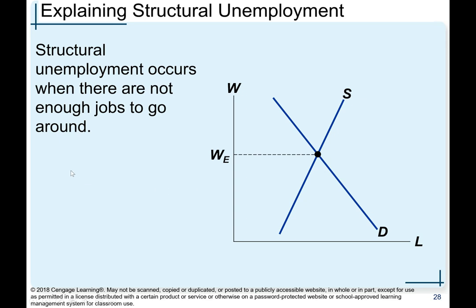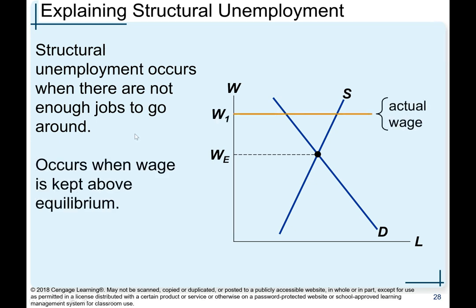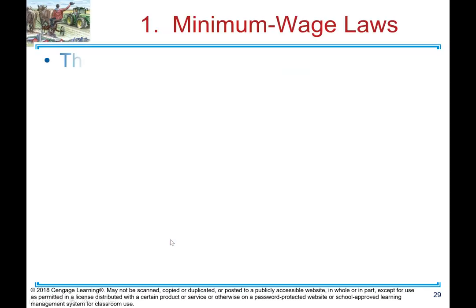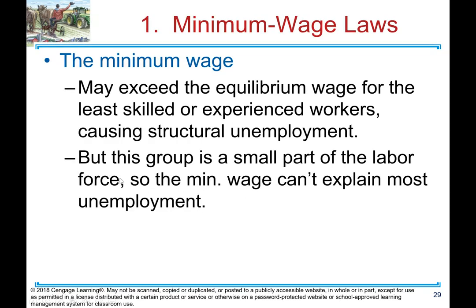Structural unemployment explained. Structural unemployment occurs when there are not enough jobs to go around. It occurs when the wage is kept above equilibrium, which creates unemployment. There are three reasons for this. Number one, the minimum wage.